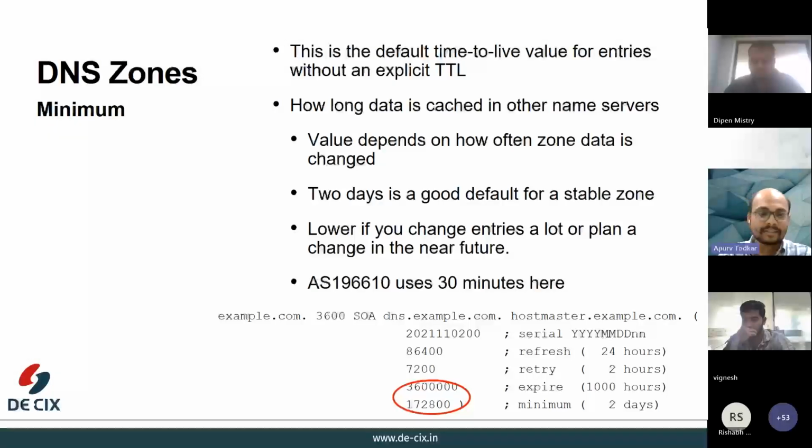And the next value is the minimum value, which is the default value for the entries. You can say that it's a time to live value for the entries that are kept in the cache, and usually the value is 2 days, which is quite a reasonable number. You can lower it according to your convenience, to 60 minutes or 1 hour, depending upon your preference.